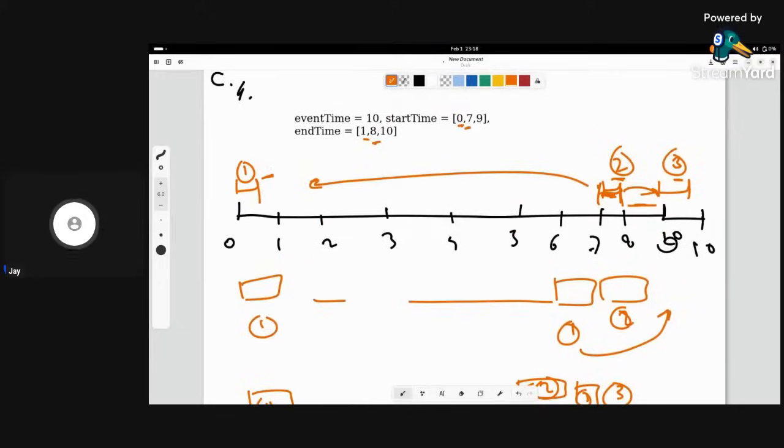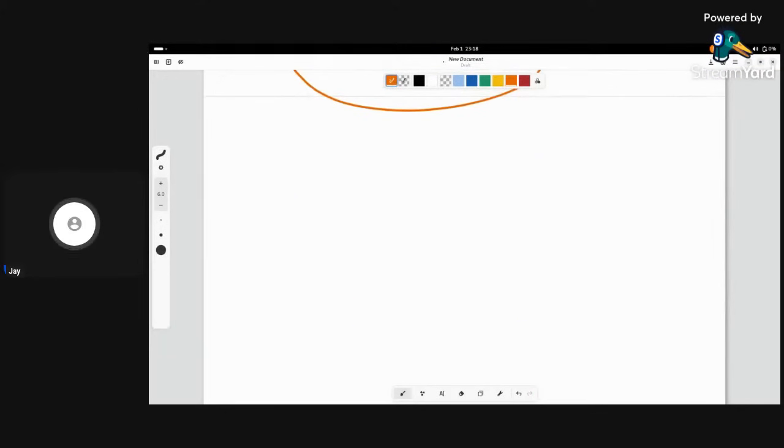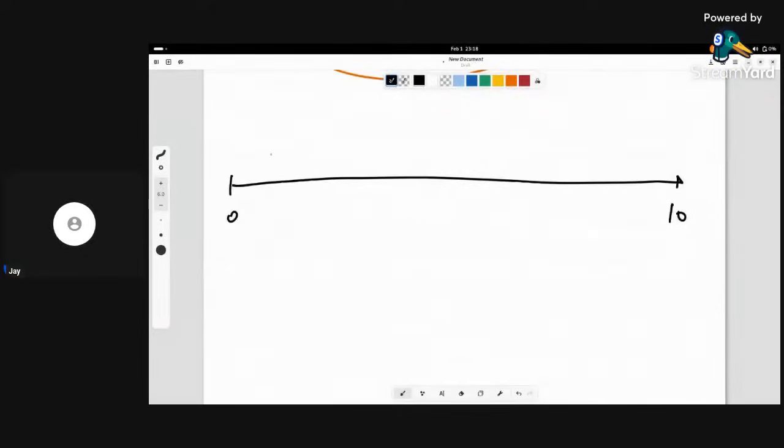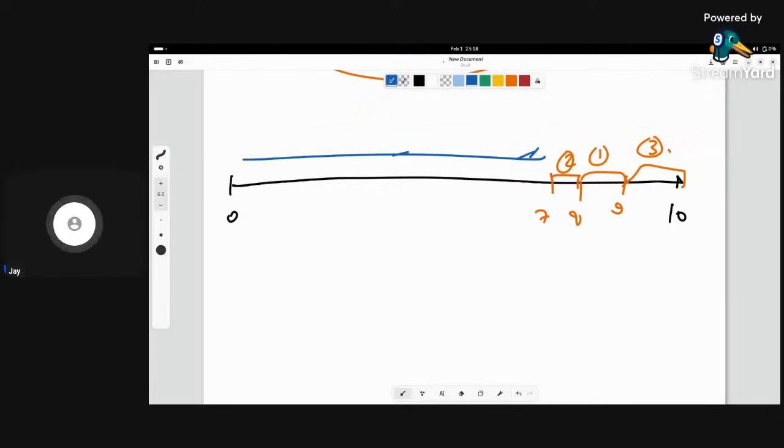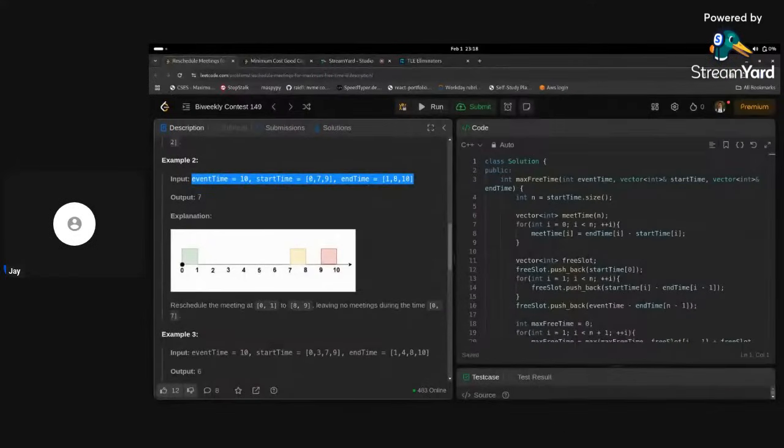According to this test case, what you could do is take this meeting and move it over here. Then your meetings would look like this: you start at 0, you end at 10, and your meeting 2 would occur between 7 to 8, 8 to 9 would be meeting 1, and 9 to 10 would be meeting 3. And this would be your free time. So 0 to 7 would be your free time, and your answer would be 7. So that would be your answer.